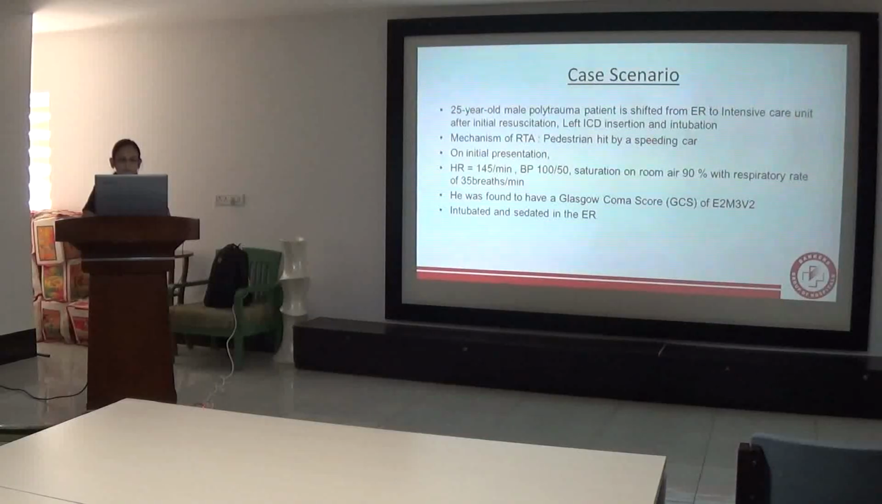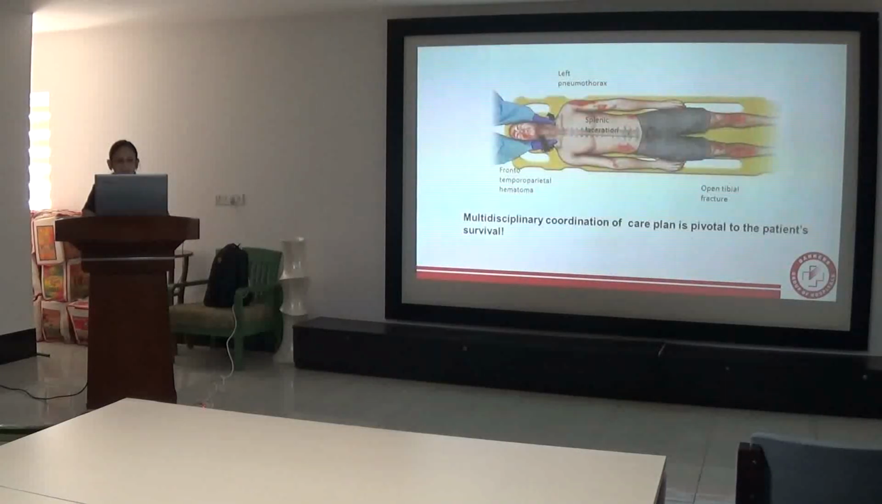So on presentation, these were the vitals. Patient was tachycardic, he was hypotensive, and 90% saturation, he was tachypneic with a respiratory rate of about 35 per minute. His GCS was E2, M3 and E2. So because of the poor GCS and poor hemodynamics, the patient was intubated and sedated in the ER.